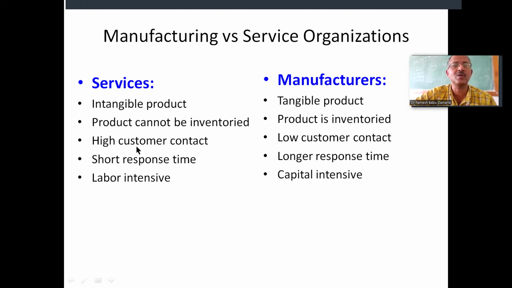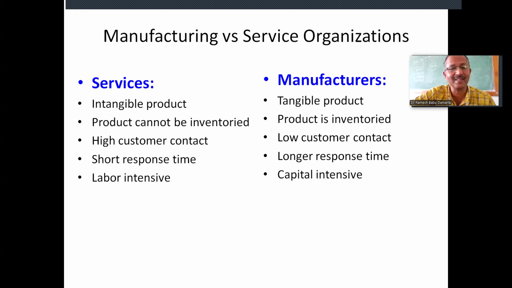In case of services, the customer contact is very high. Okay? Customer and service provider both meet to deliver the service. In case of manufacturing, this is not required because production can be done at a remote location far away from the manufacturing point. Like electronic goods are manufactured in Singapore, Thailand, China, Japan, and sold in other countries far away. And generally, for services, the response time is shorter. For manufacturing, the response time is comparatively slightly longer.